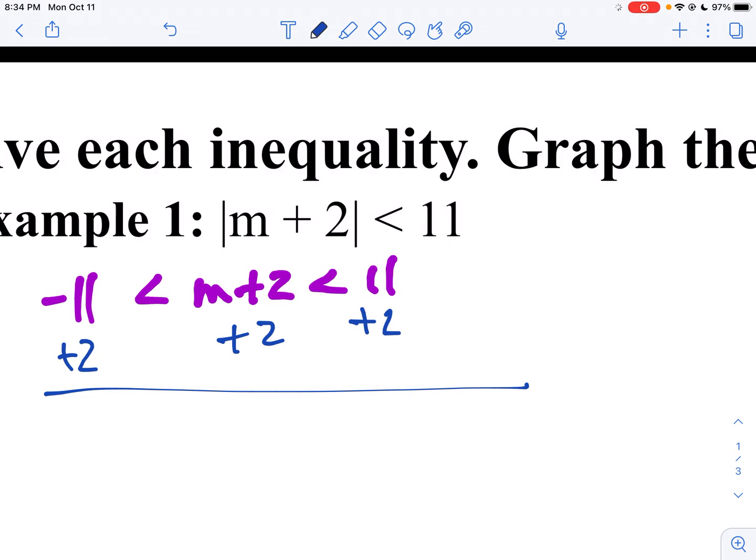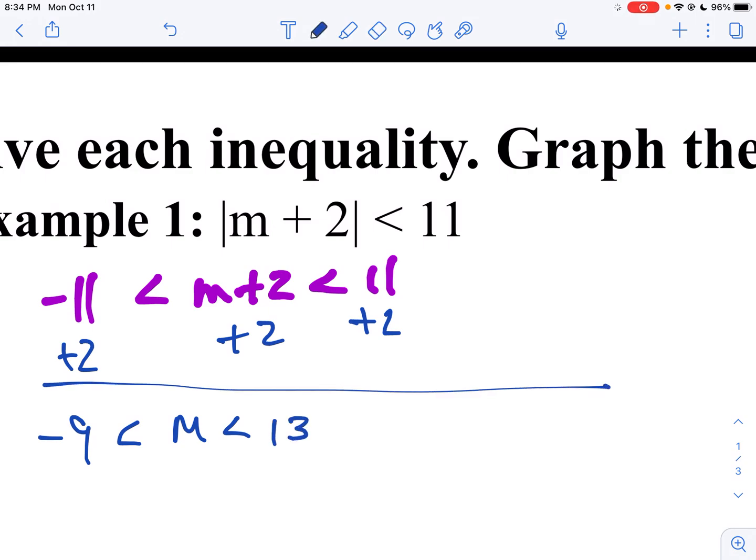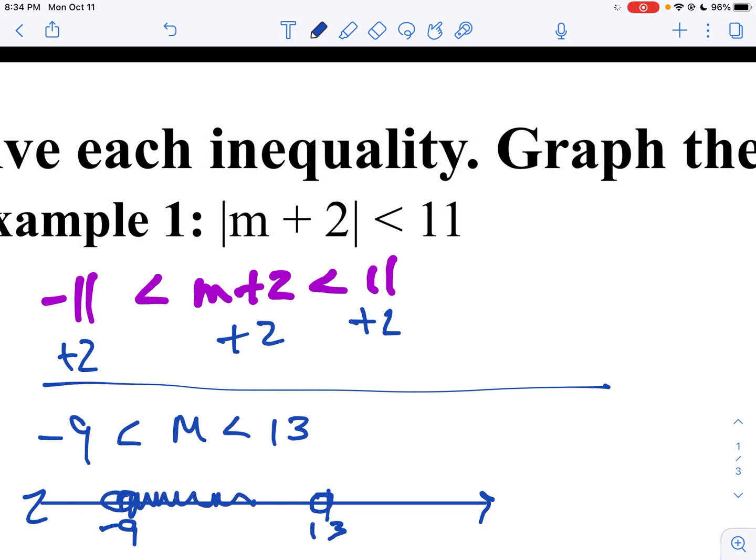So negative 11 plus 2 is negative 9, which is less than m, which is less than 11 plus 2 is 13. Now, on my number line, I want to make sure I have negative 9 and 13. And since we're shading between those two, I'm going to put an open circle on each because it's just less than. I'm going to shade in between them. So any number from negative 9 to 13 would be a solution to this inequality.